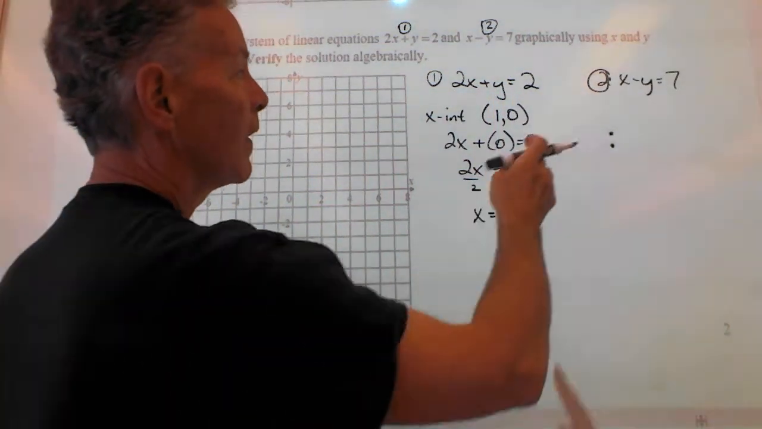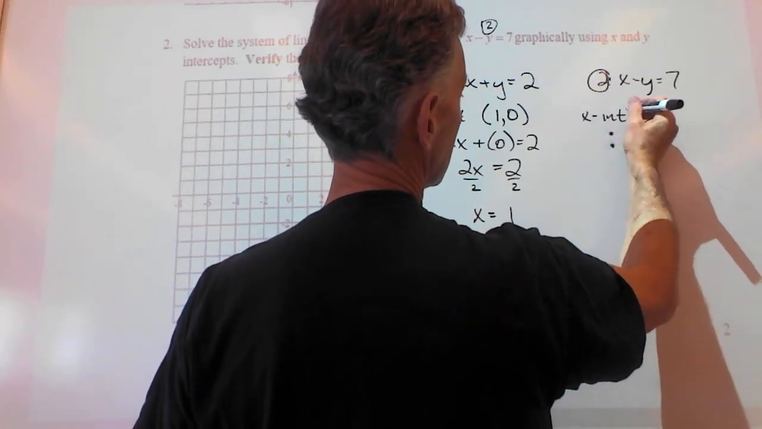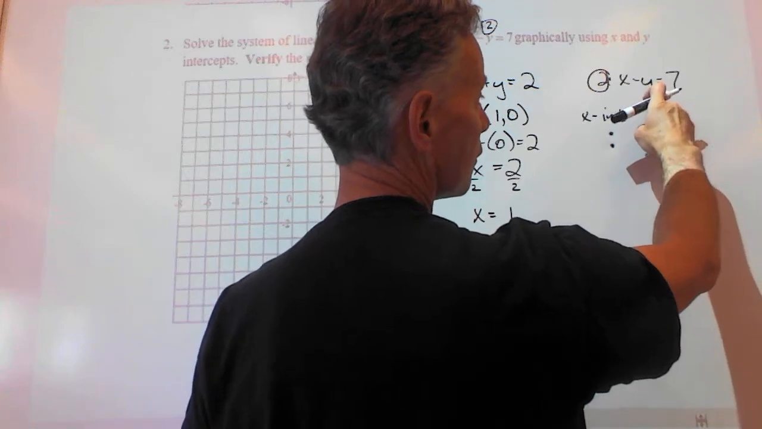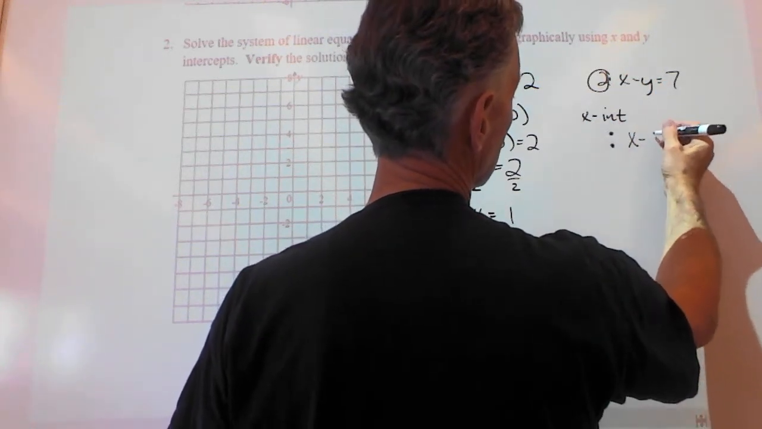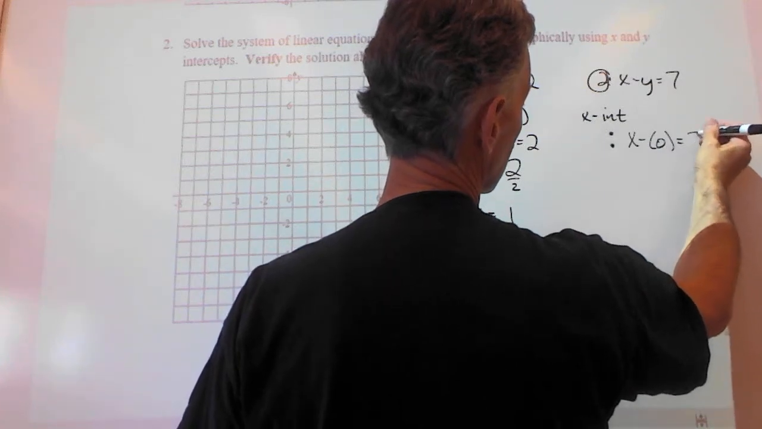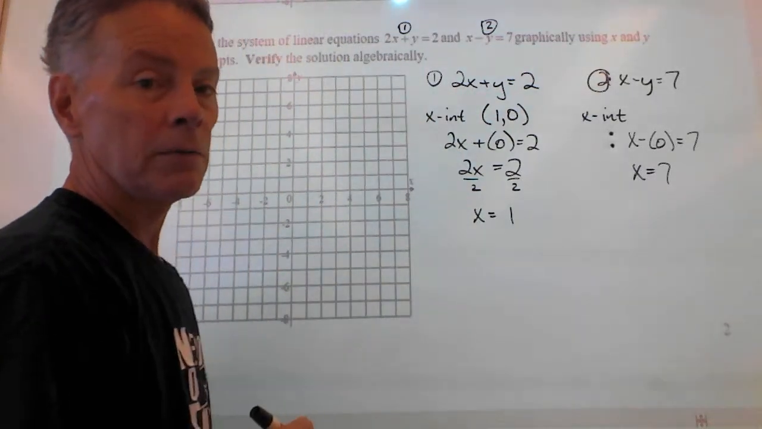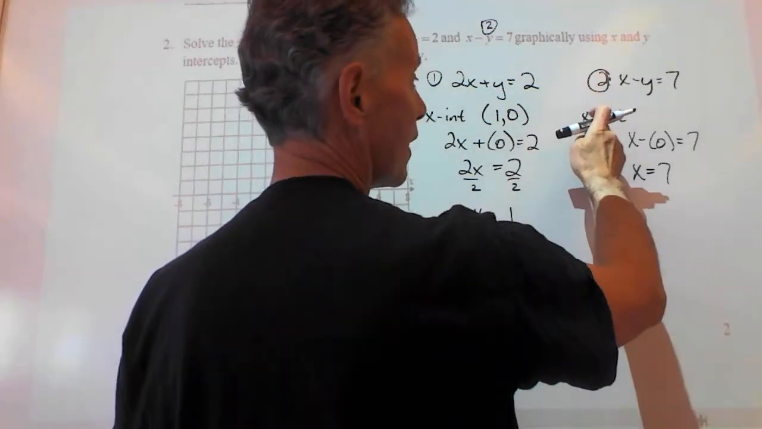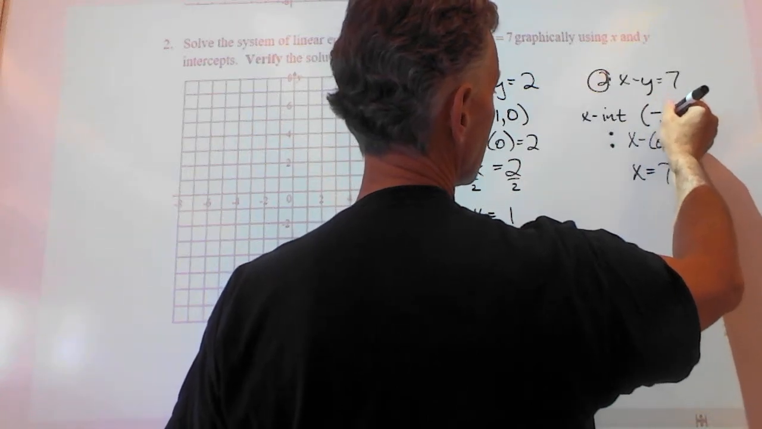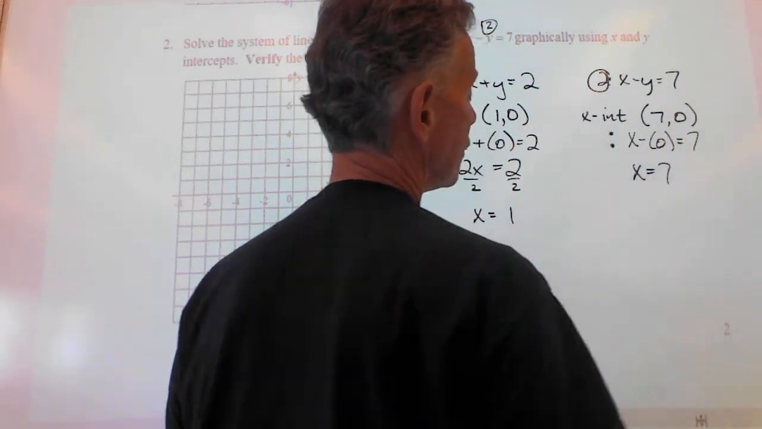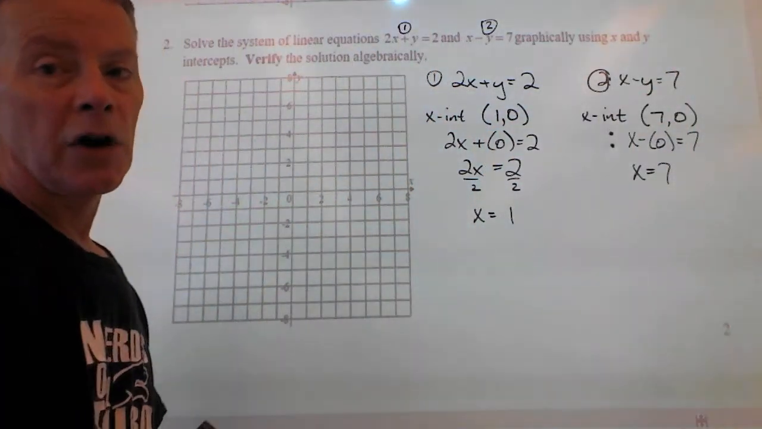Okay? Finding the x-intercept for line 2, same deal. We substitute a value of 0 for y and solve for x. This one's really easy. X minus 0 equals 7. The 0 disappears. X equals 7. So our x-intercept for equation 2 is at 7 and 0. Again, notice the y-coordinate is 0 in each case.